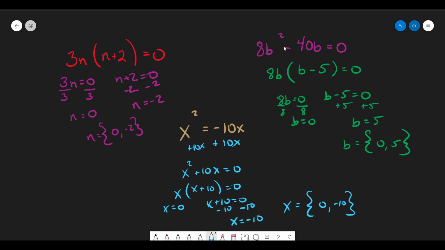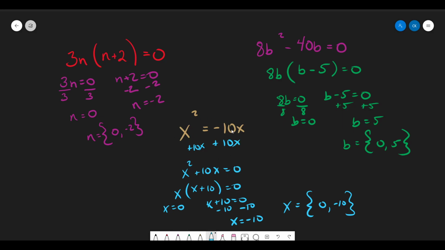Here, I need to factor out an 8b first, so I factor out an 8b. 8b squared divided by 8b is b. 40b divided by 8b is 5. So my two factors are 8b and b minus 5. I set each of those equal to 0 and solve, and I get 0 and 5.